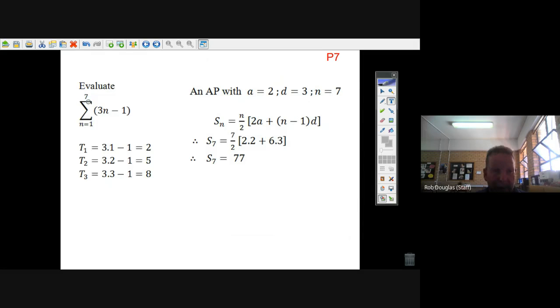And that's what this summation sign means for you to do. You could figure out the first term and then the last term and then add them together, but this is the better one there, I think.